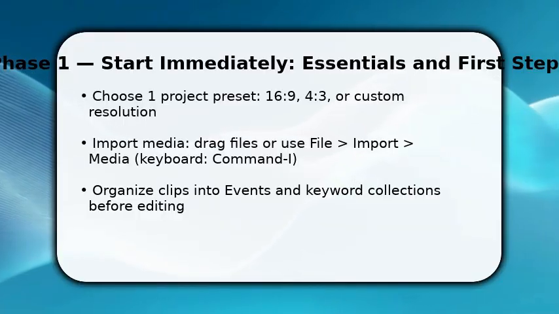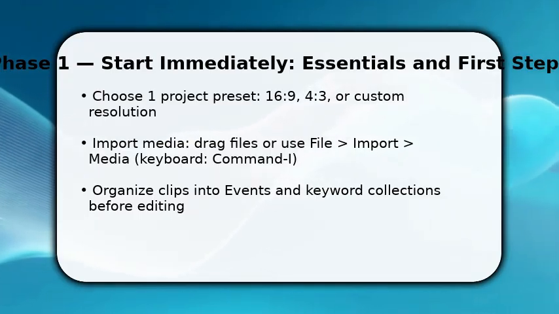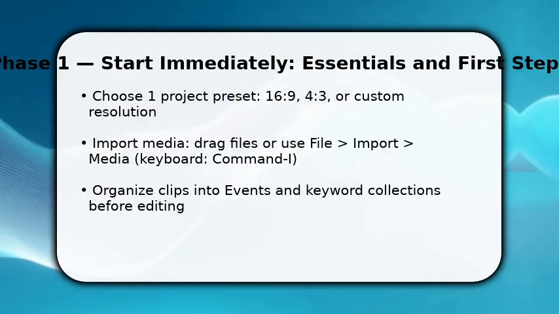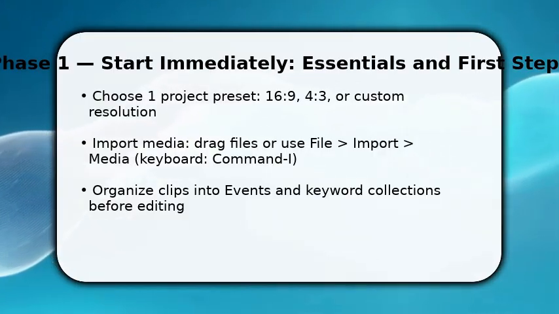You begin by creating a new library and a project with the correct frame size. Choose 16:9 for standard video. Next, import clips using Command-I or drag directly into an event so you can sort fast. Once imported, skim and mark favorite ranges with I and O. This saves you time when you assemble the timeline.